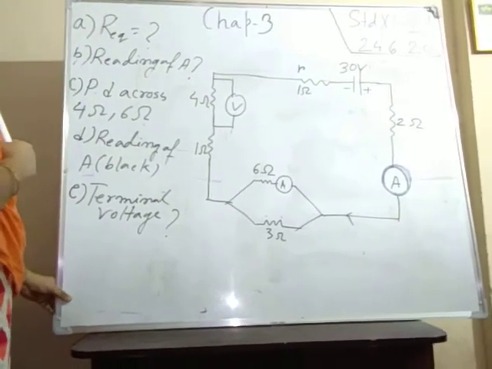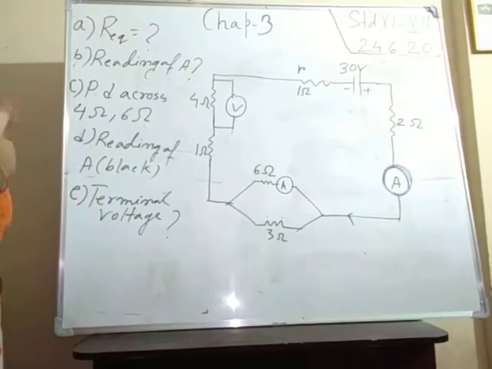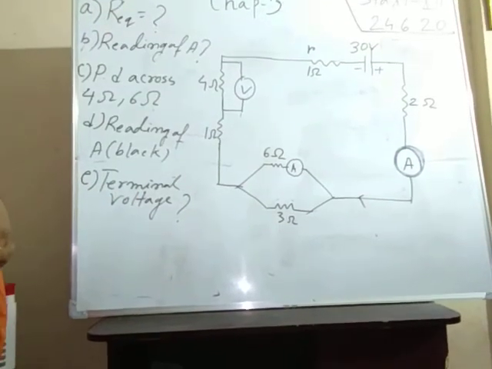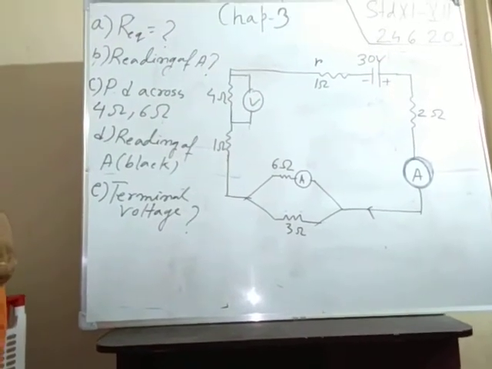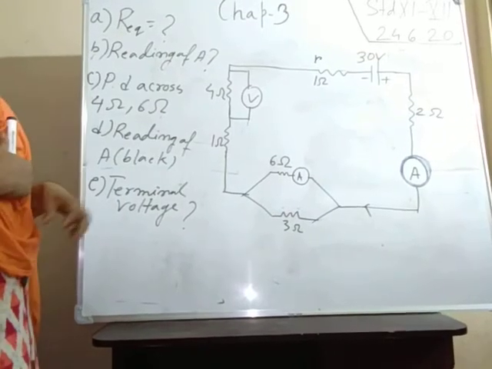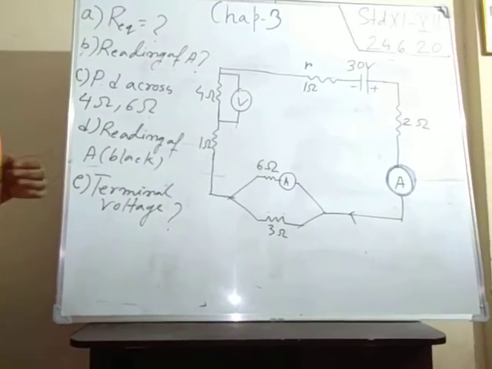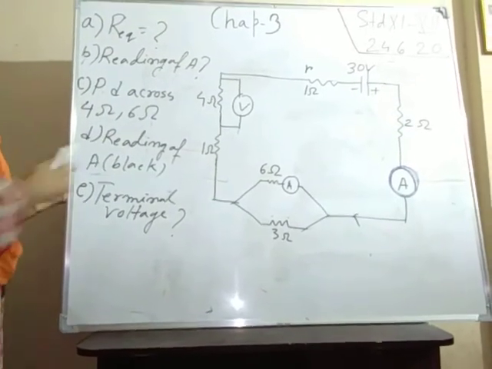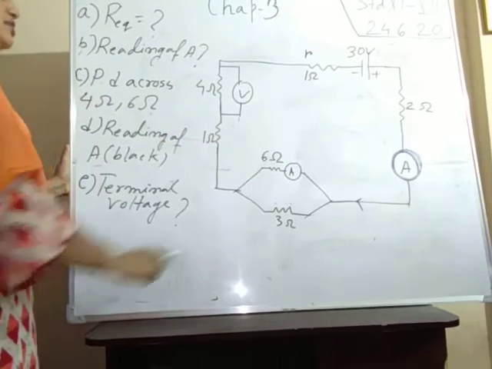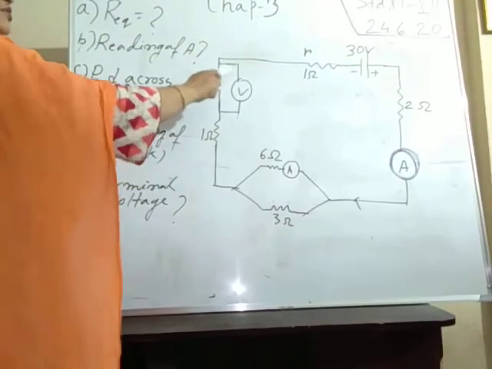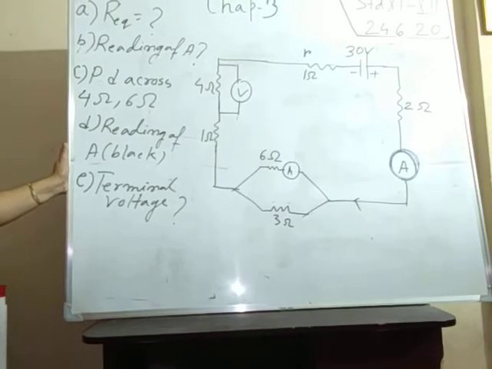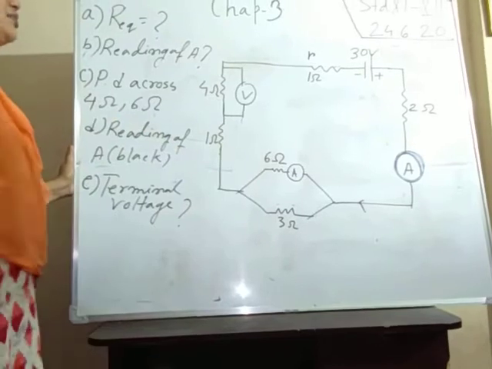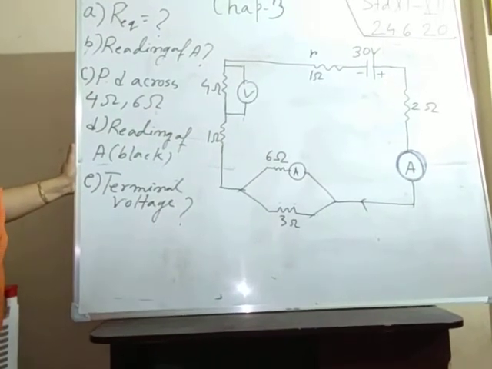Here we have to find out the equivalent resistance of the total circuit, then the reading of the ammeter. Look, with the 2 ohm resistance, there is an ammeter which I have colored blue. So you have to find out the ammeter reading which is blue colored. Then the potential difference PD across the 4 ohm resistor and the 6 ohm resistor. So across this resistor and across this resistor, we have to find out the potential difference. Then the reading of the ammeter that is black color. Look, here the ammeter is colored black, and we have to find out terminal velocity.